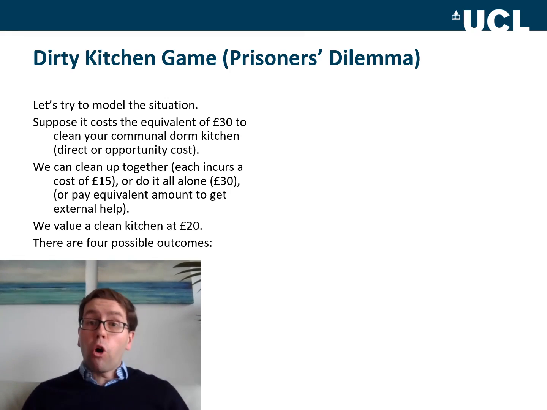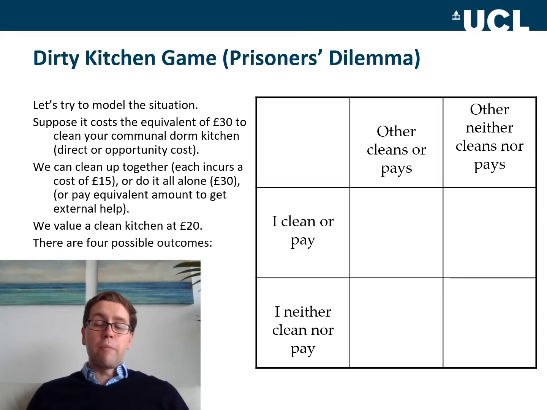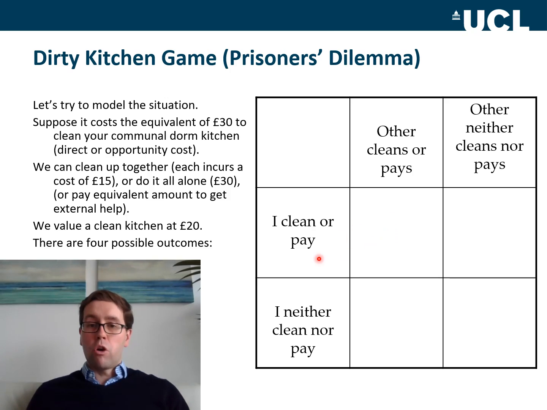But that means that there are 4 possible outcomes. Okay. So either I clean and you help, or I clean and you don't help, or I don't clean and you do it, or I don't clean and you don't clean, right? So in this situation, we do it together. In this situation, I don't do it, but you do it. In this situation, you do it, but I don't do it. And in this situation, neither of us do it. Okay?